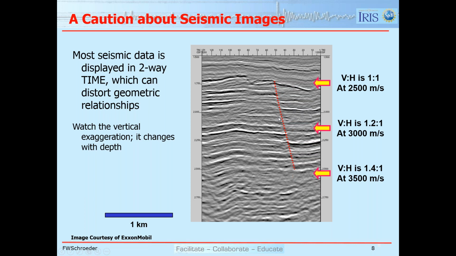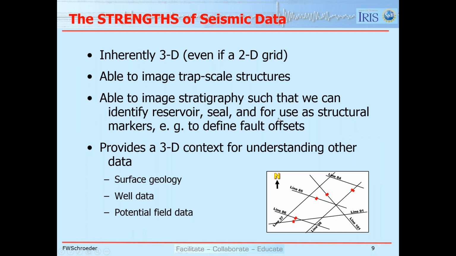The strengths of seismic data in terms of doing structural analysis. The first point is that inherently it's three-dimensional data, even if we only have a 2D grid of seismic lines. And I have a little base map shown down here, a hypothetical case with about six 2D seismic lines. The little red hatches are indicating where an interpreter might see a fault cut. In this case, it would be down to the southeast. And with that information, we might interpret there's a fault plane position where the dotted red line is.